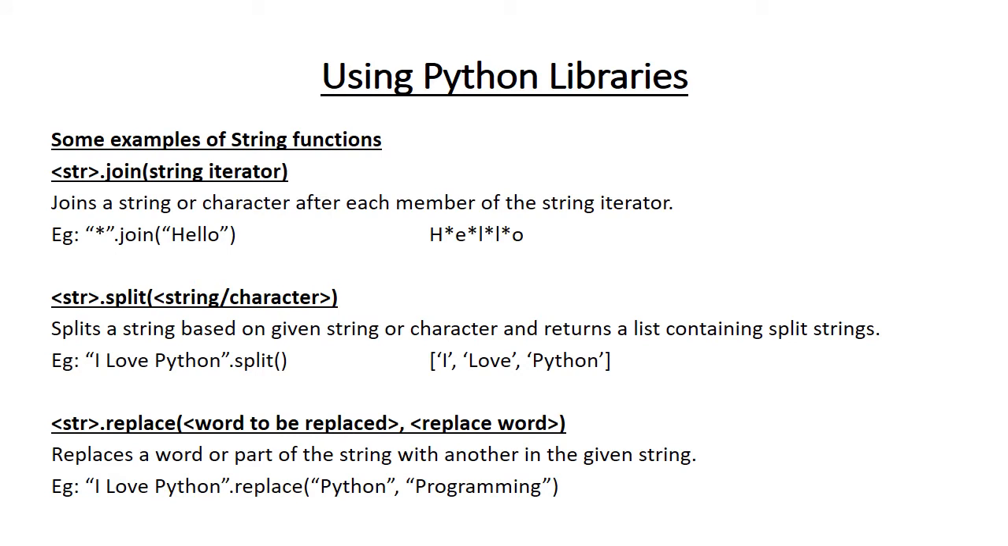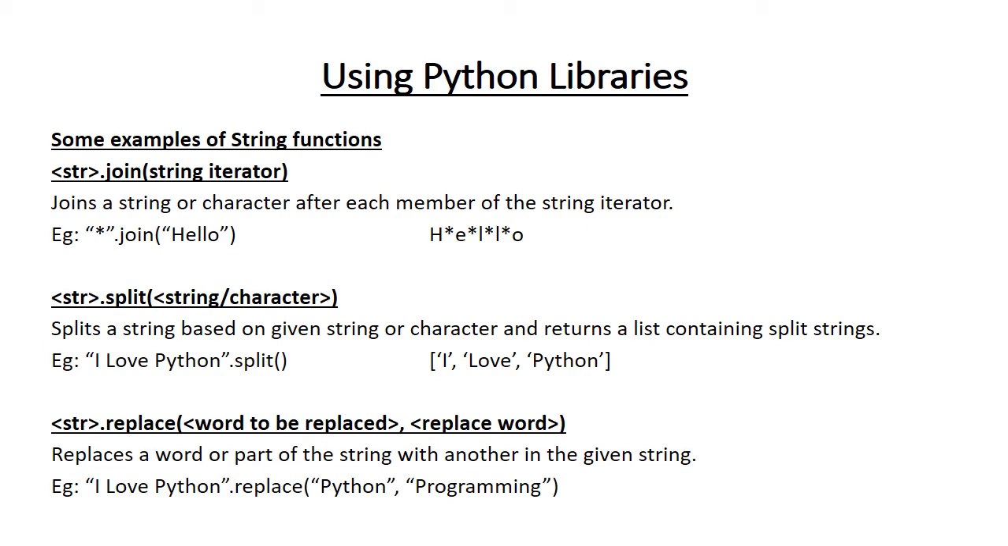Some string functions are explained in this slide. String functions like join, split, replace, etc. Join joins a string or character after each member of the string iterator. For example, asterisk within double quotes dot join of hello. So inside that hello, after each and every character, that asterisk will be there.